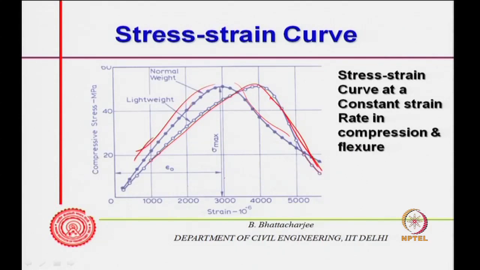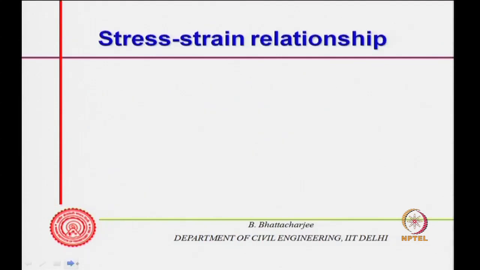So, you find some sort of behavior like this, where this is the F max, or sigma max, the maximum stress, and corresponding to this is epsilon 0, that is the strain at maximum stress. For lightweight, this would be the maximum stress sigma max, and epsilon 0 would be this much. So, epsilon 0 and sigma max are the two parameters. People have tried to fit approximate, empirical equations to this behavior.